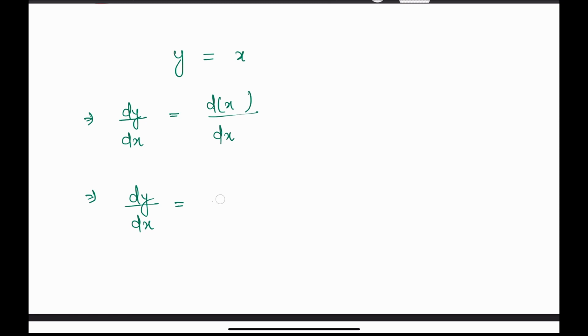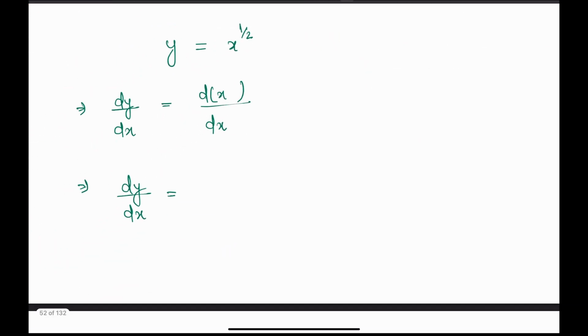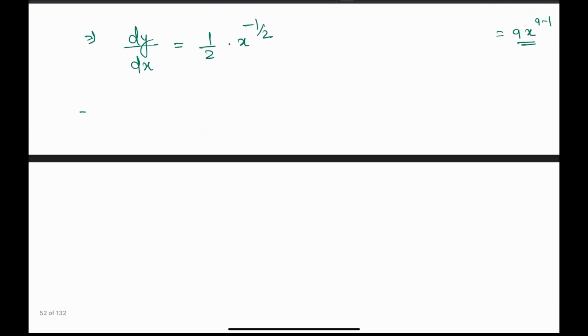Okay, that's the mistake over here. It should be 1 upon 2, because we are finding the square root, not a square. So for the square root, again we will use the same formula, d of x to the power a upon dx, which is a into x to the power a minus 1. Using the same thing, 1 by 2 into x to the power minus 1 by 2, so it could be rewritten as dy by dx equal to 1 by 2 x to the power minus 1 by 2, so it will be the reciprocal, x to the power 1 by 2.